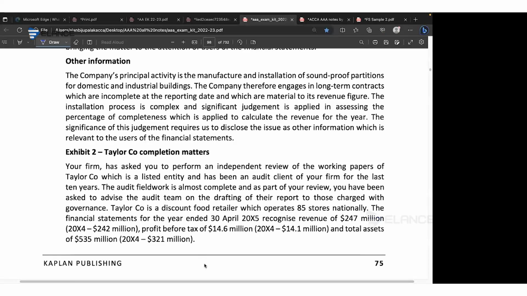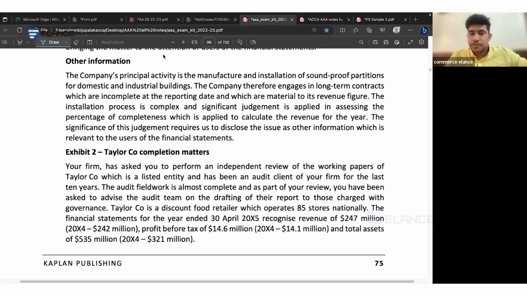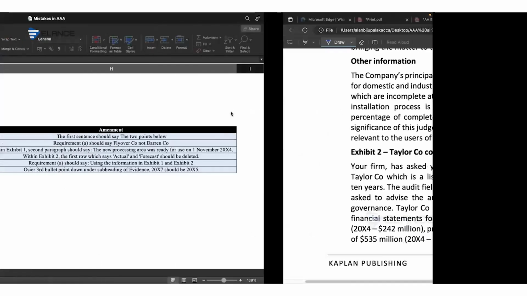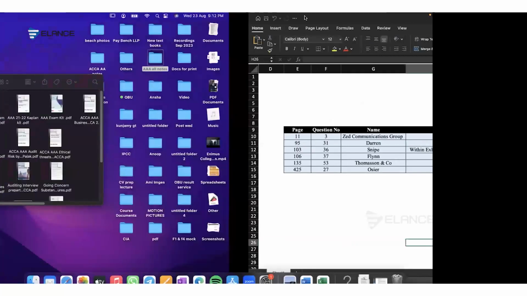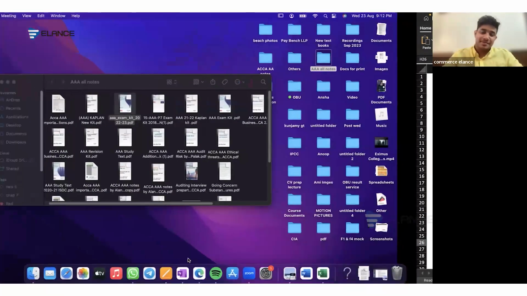Can you please repeat what we have to include in the other information paragraph? I get confused in that. Okay, just a moment. Yeah, got it. Just a moment.